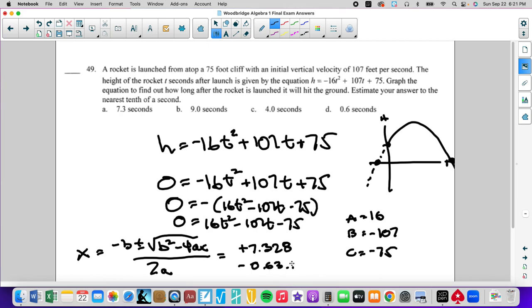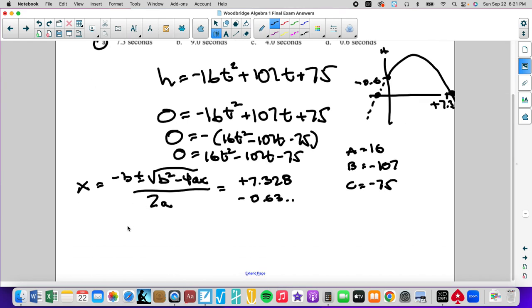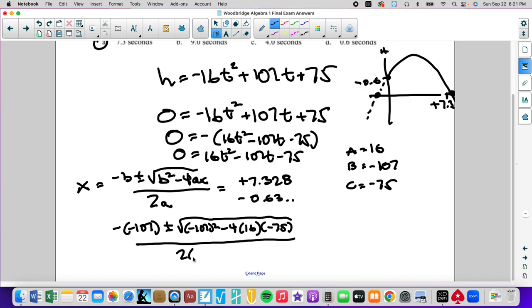Something something 0.63. So this is negative 0.6 seconds, and this is positive 7.3 seconds. So it's going to be A. Trust me on this equation. I don't want to do all this math. This is the opposite of -107 plus or minus the square root of -107 squared minus 4 times A times C, all over 2 times A.